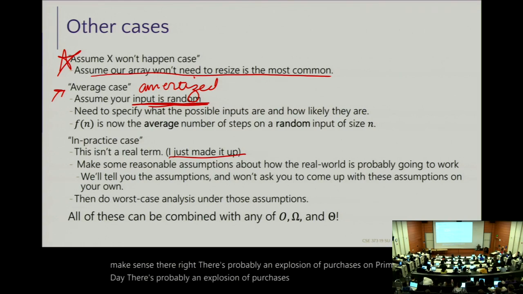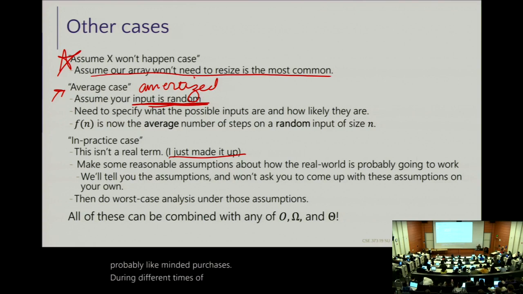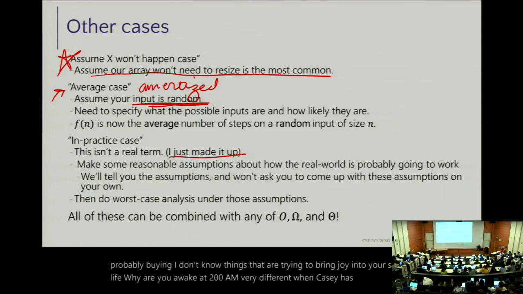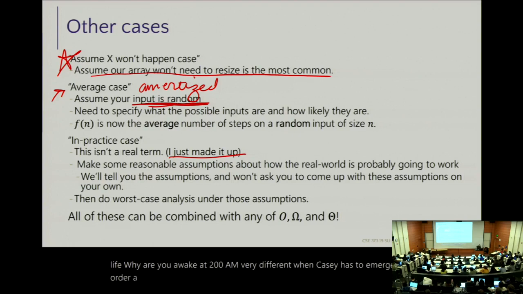There's probably like-minded purchases during different times of the day. Like I'm guessing at 2 a.m., people are probably buying, I don't know, things that are trying to bring joy into your sad life. Why are you awake at 2 a.m.? Very different from when Casey has to emergency order a stupid dongle at 9 a.m. and have it Prime delivered in 2 hours, right? There's probably some kind of patterns that show up.